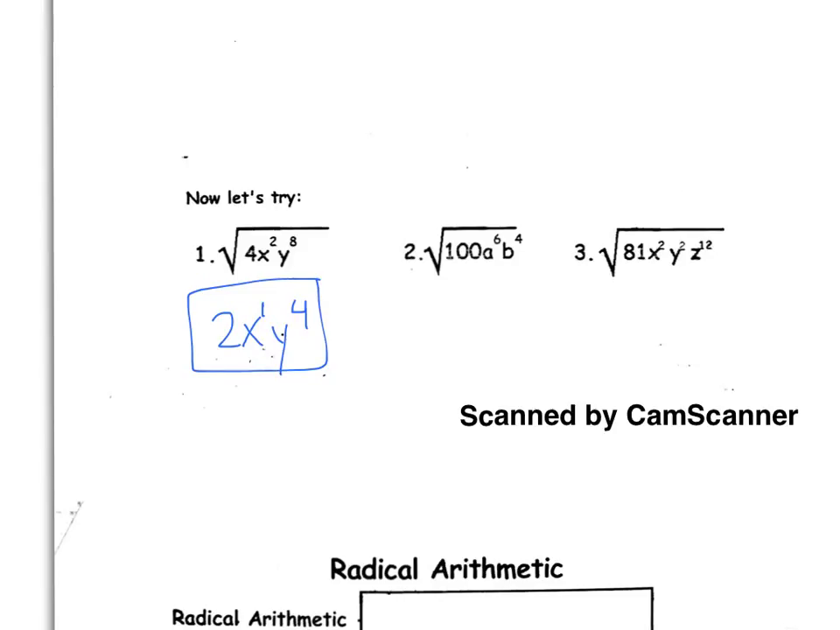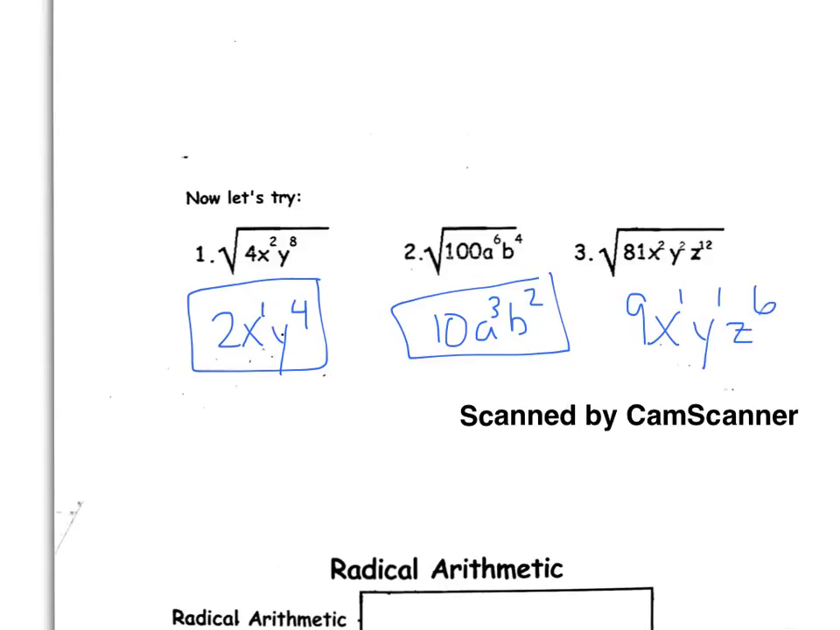Here, square root of 100 is 10. Cut the exponents in half. A, 3, B, 2. Square root of 81 is 9. Cut the exponents in half. X1, Y1, Z6.